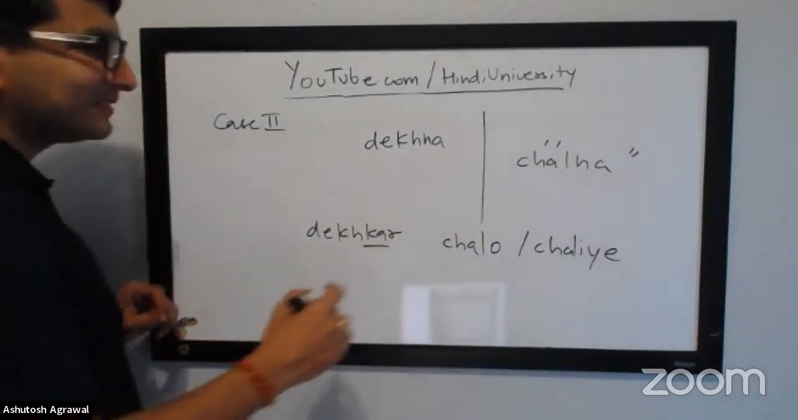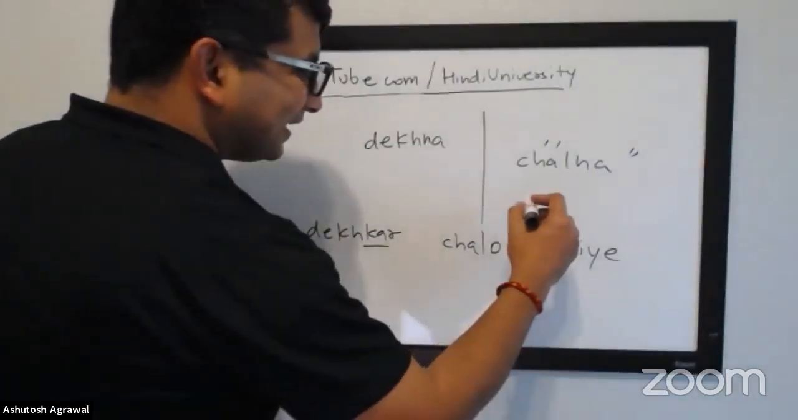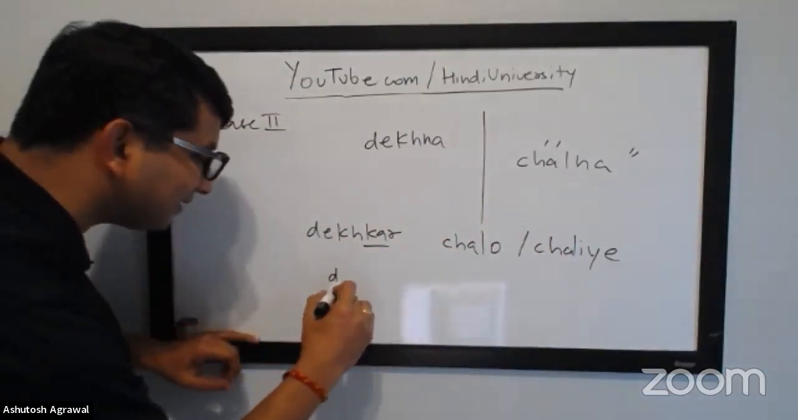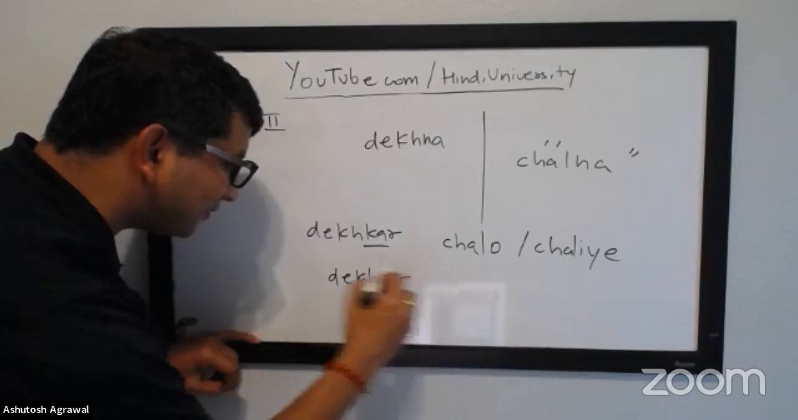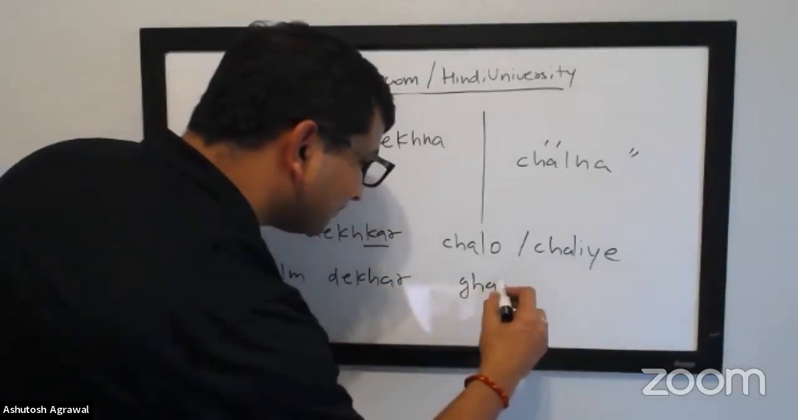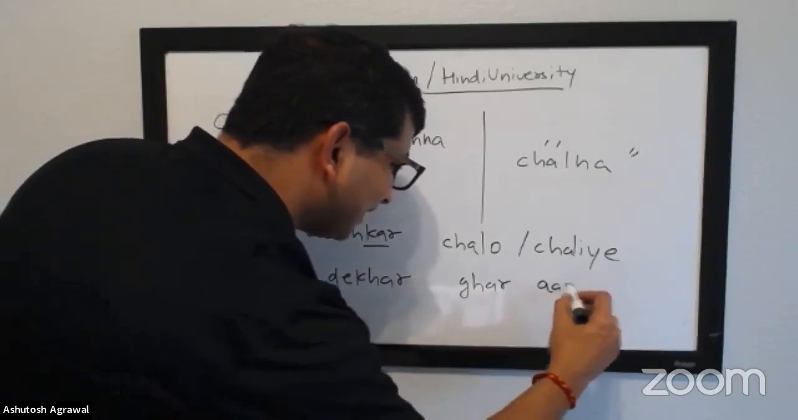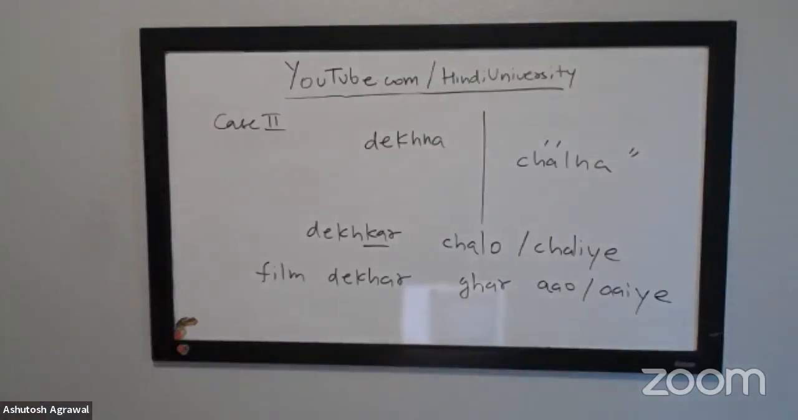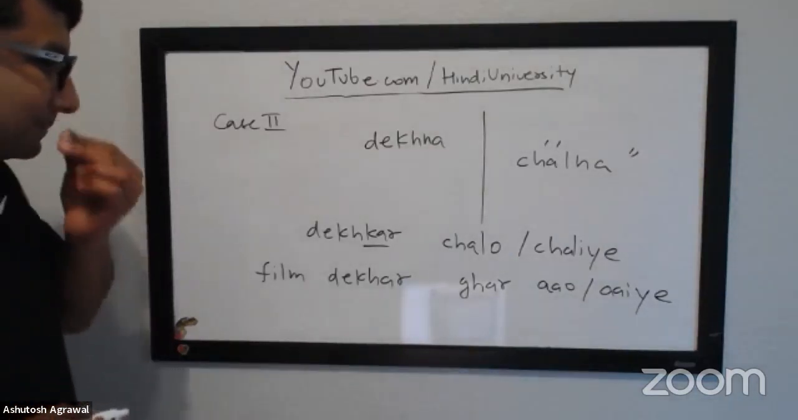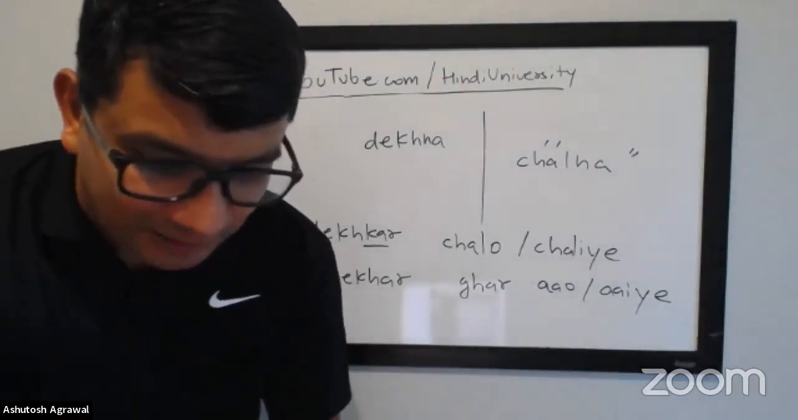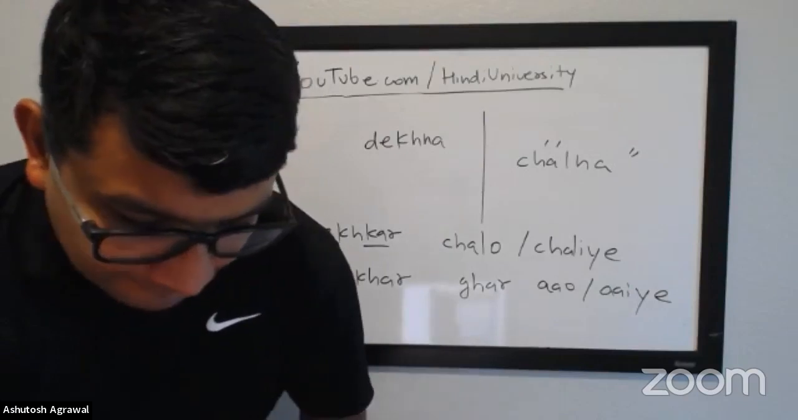Film dekh kar ghar aaye. Okay. Film dekh kar. Okay, so film dekh kar ghar aao, or ghar aaye, or film dekh kar ghar aana. Yes. Okay. Awesome. Anyone else? Anyone else would like to just take any two random verbs and play around with it?